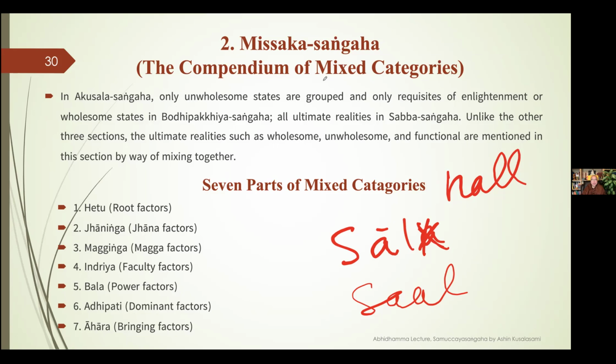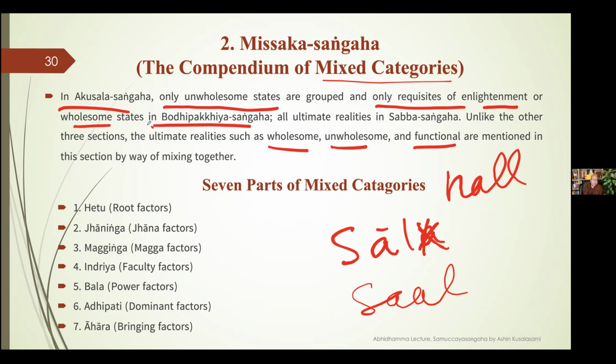Okay, so the name of the section is mixed categories. The previous one, Akusala Sangaha, is regarding only unwholesome phenomena. Here you will find the mixed category, which means wholesome, unwholesome, and functional. In Akusala Sangaha, only unwholesome states are grouped. Later, in Bodhipakkhiya Sangaha, only the requisites of enlightenment, or wholesome states, are grouped.